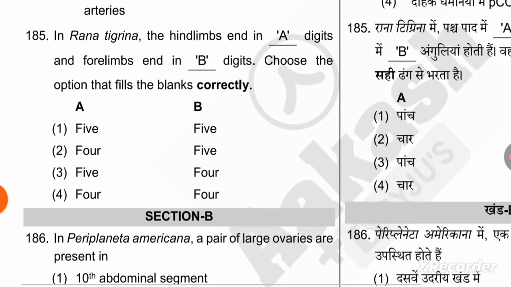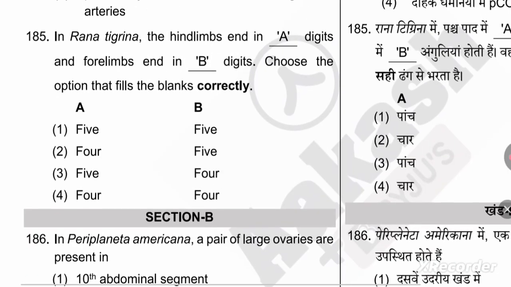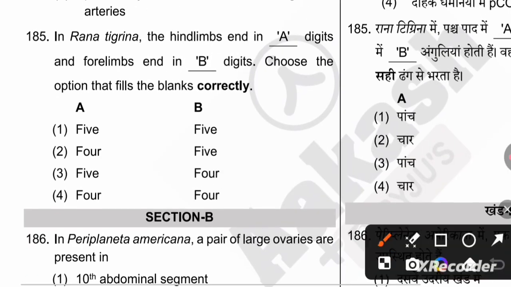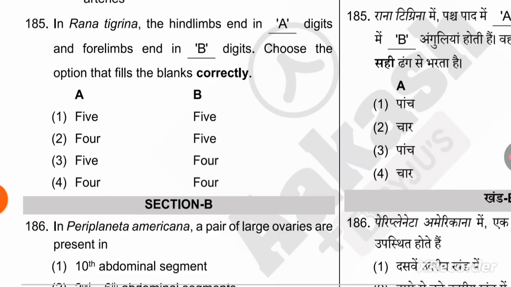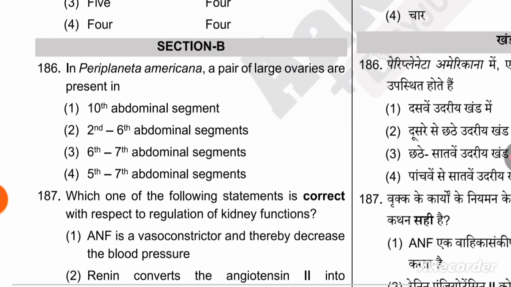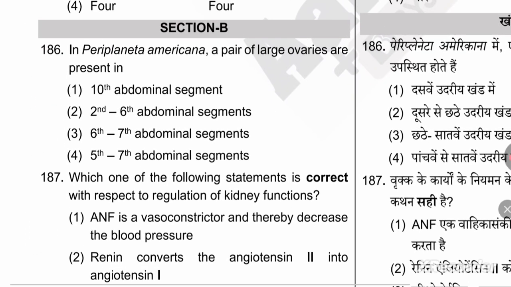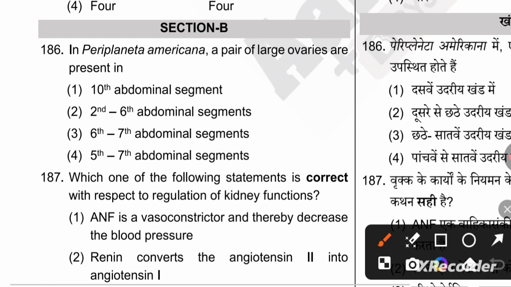185 question, children. In Rana tigrina frog, the hind limb ends with 5 digits and the forelimb ends with 4 digits. 5 and 4 is the right answer. Let us move to the next question. In Periplaneta americana cockroach, a pair of large ovaries are present in the second to sixth abdominal segment.